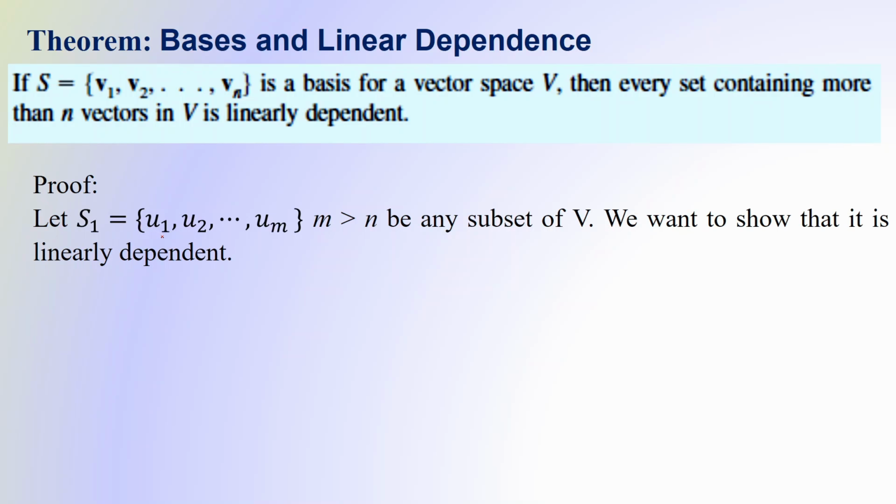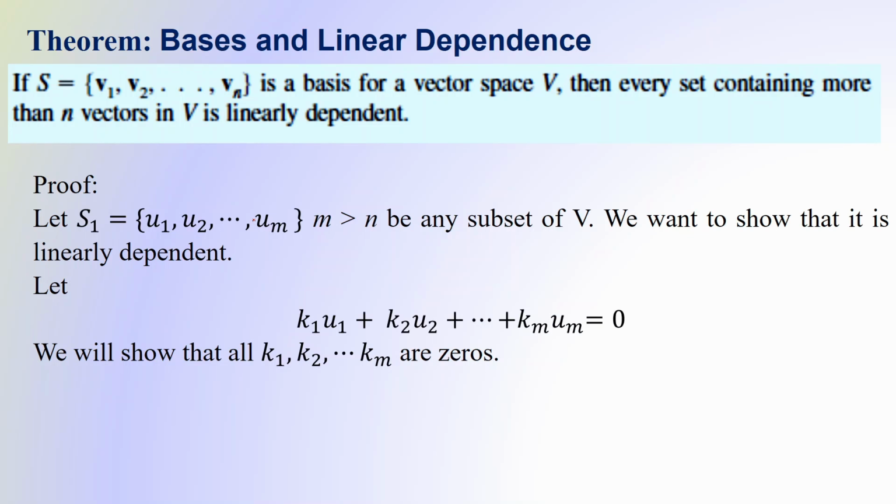Suppose S1 contains u1, u2, ..., um, where m is larger than n. We want to prove that S1 is linearly dependent, since it contains more vectors than n. To prove that, we take a linear combination equal to 0 and show that at least one coefficient is not equal to 0. We will show that not all of k1, k2, ..., km are zeros, so at least one coefficient is not equal to 0.